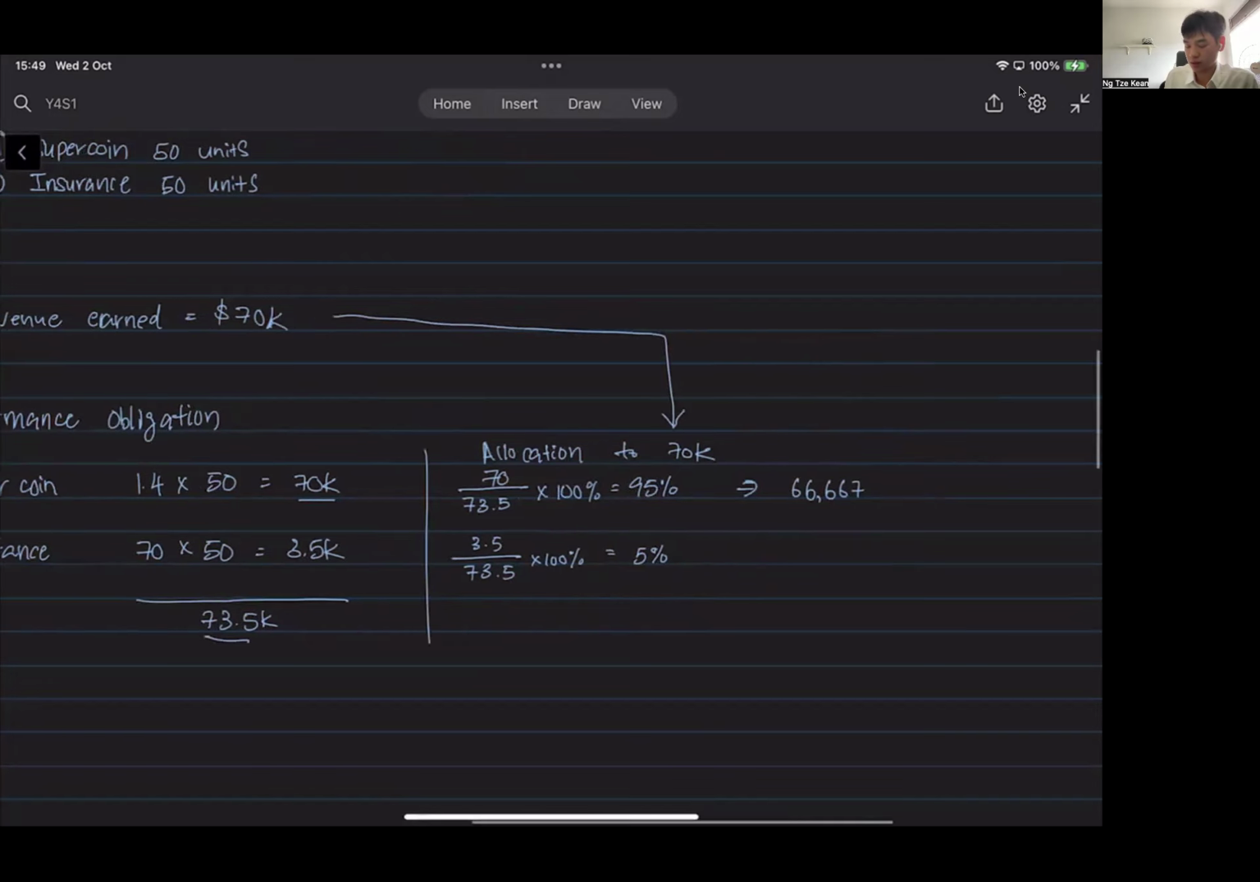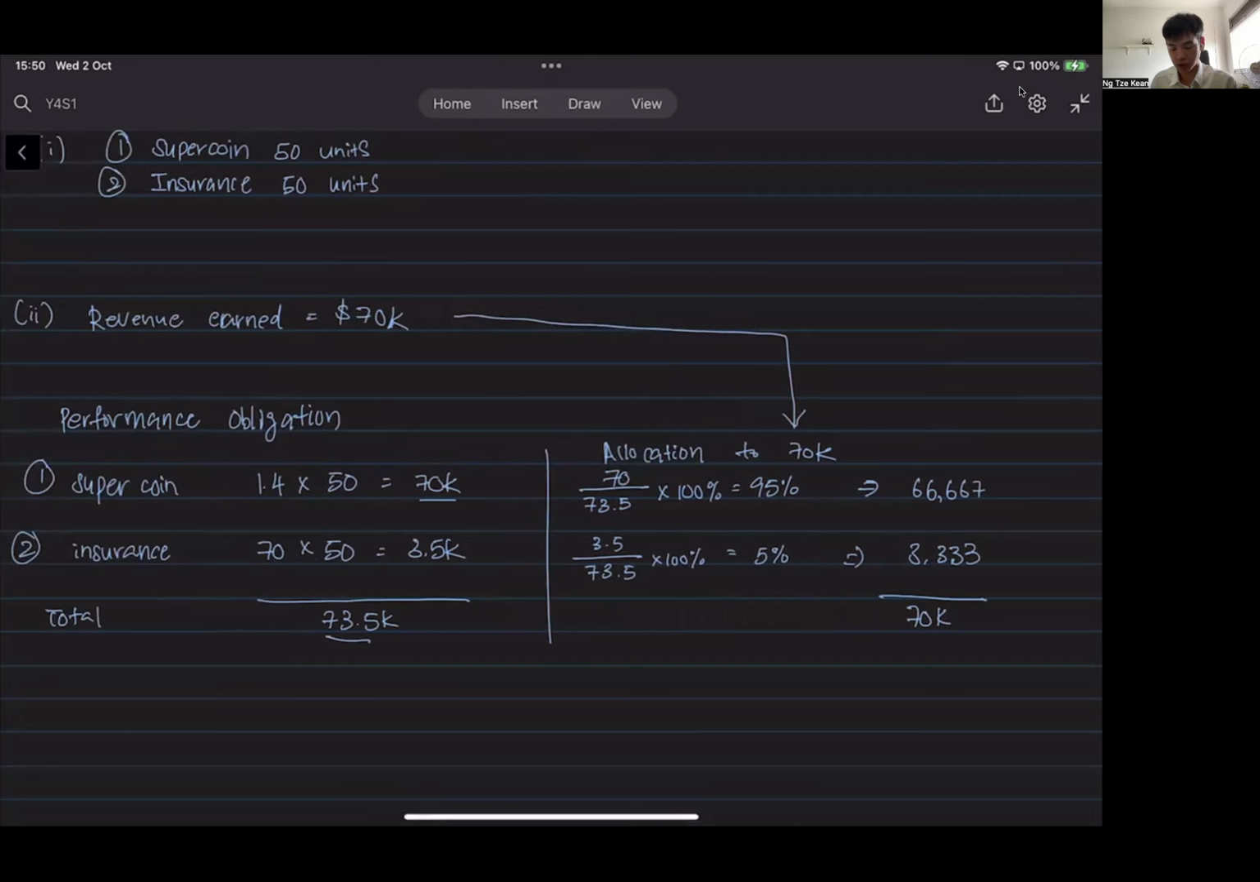Yeah, I just write it as this, and we will have 3, 3, 3, 3. Um, and we know that the total of these two added together would give us the 7,000. So this will be the allocation with regards to the performance obligation.